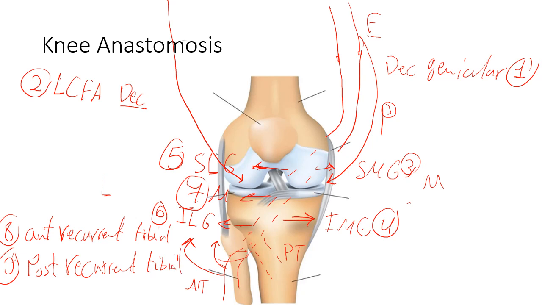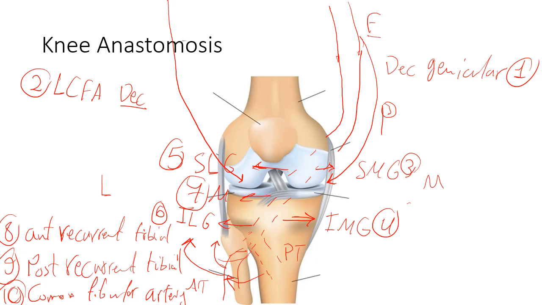And we have the last one. The last one is going to come from the posterior tibial artery. It's going to be here. It's going to go around the fibula, so it's going to be known as the common fibular artery. Okay, so let's revise one more time.